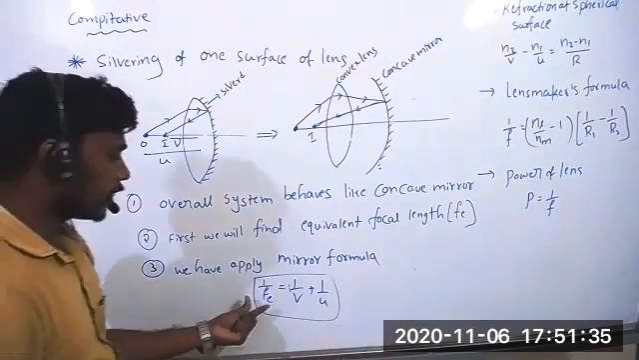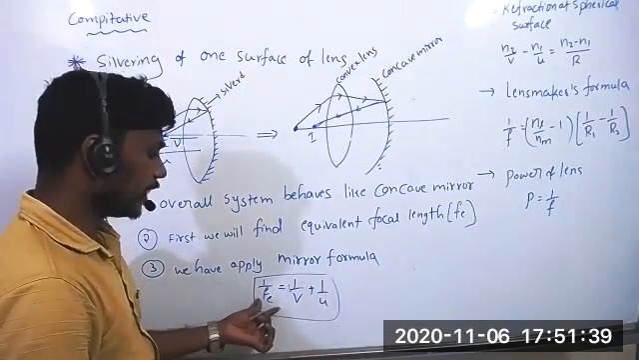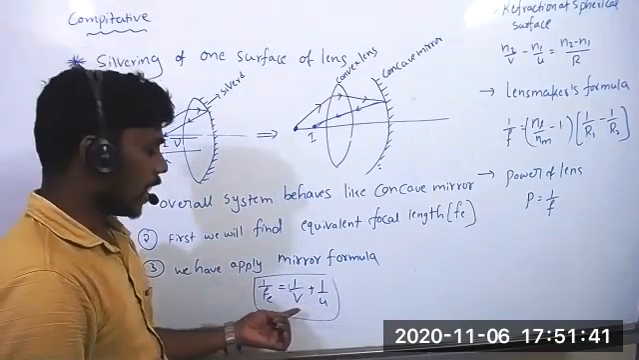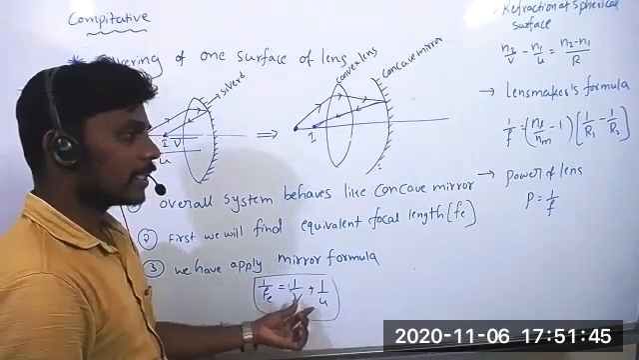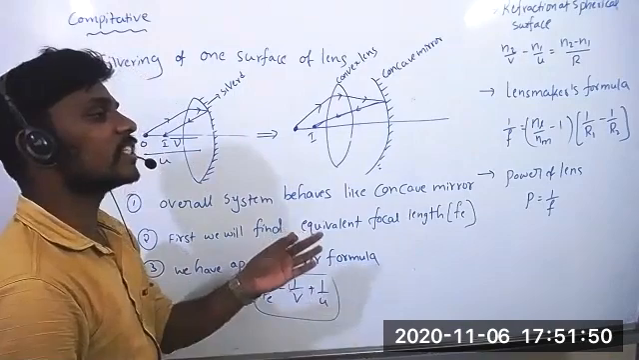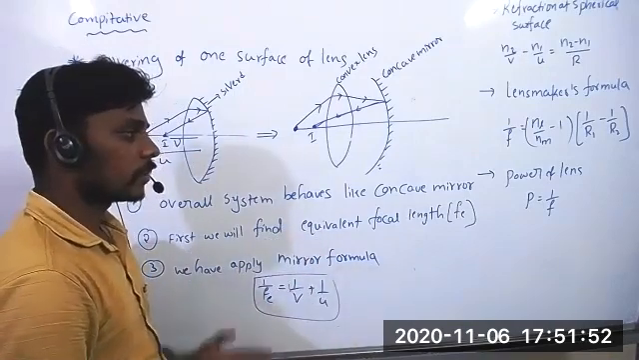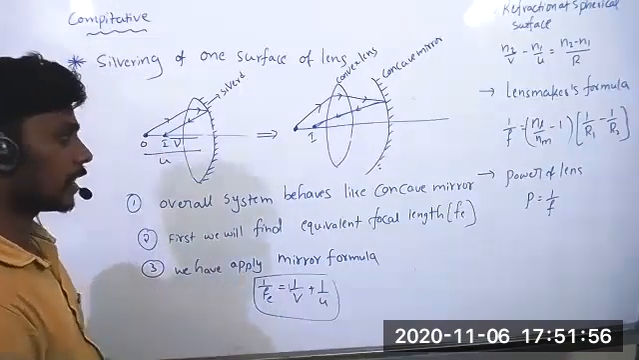So how do we find this focal length? That is only what we have to find. Once you find it, then we use the mirror formula, and the image distance and object distance we have to take with respect to their signs. Sign is very, very important. So now see, I'm going to solve some problems, then you can understand.